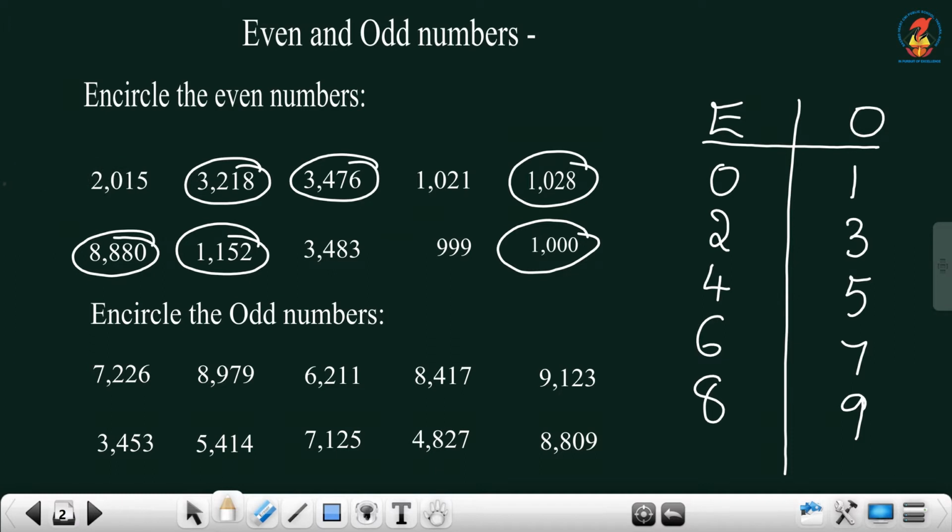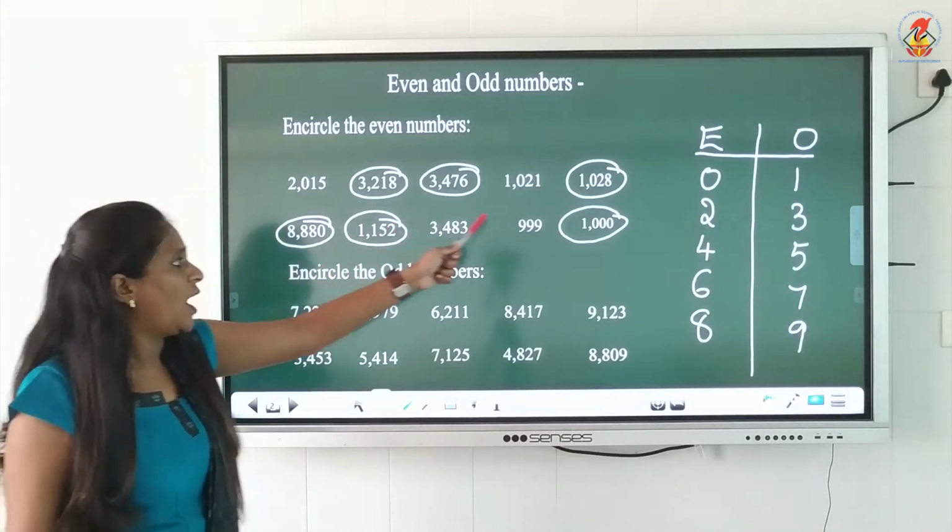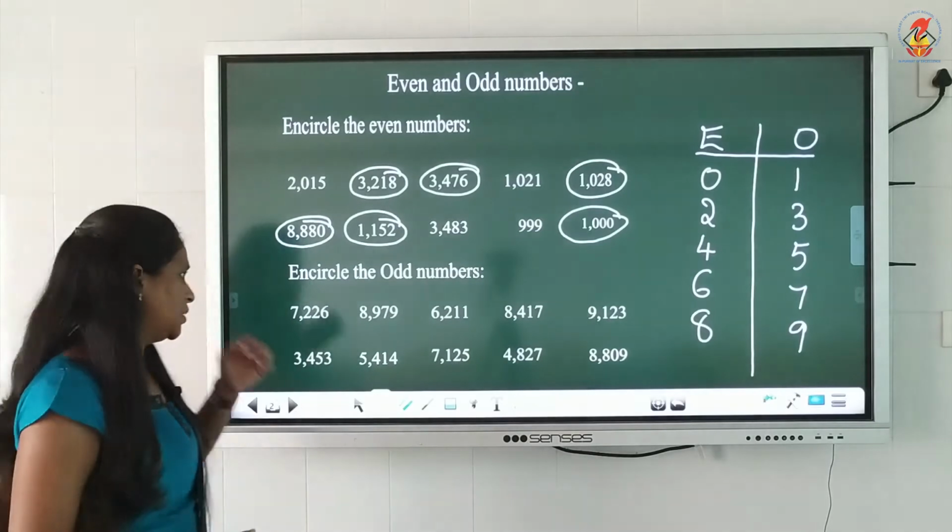So even numbers are 3,218, 3,476, 1,028, 8,880, 1,152, and 1,000 are even numbers.